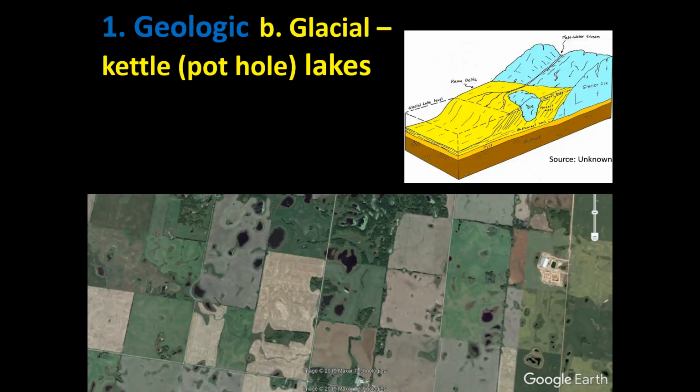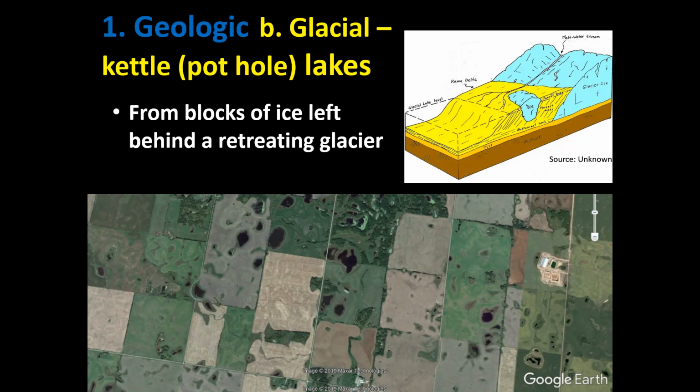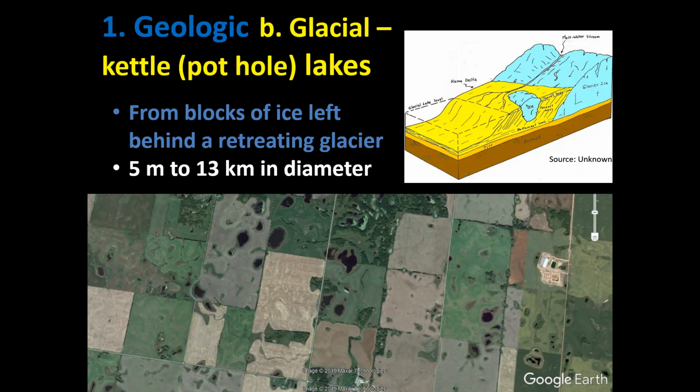With kettle or pothole lakes, big chunks of ice break off from the retreating glacier into the glacial till and form lakes. The aerial photograph is showing a number of potholes from the prairie region of Canada. These blocks of ice left will melt and form these water bodies. They can be quite small, 5 meters, to fairly large, 13 kilometers in diameter. They're often roundish in form, but they don't necessarily have to be.